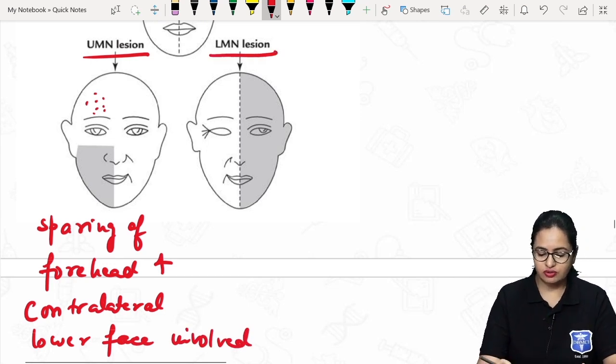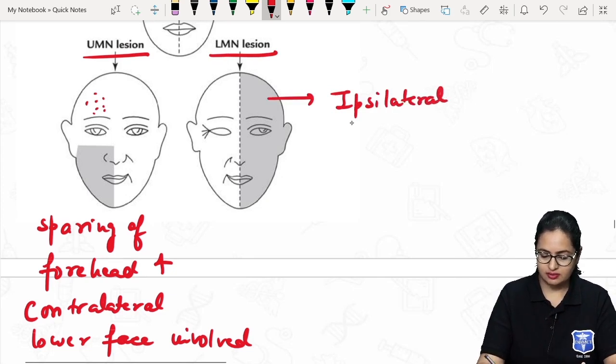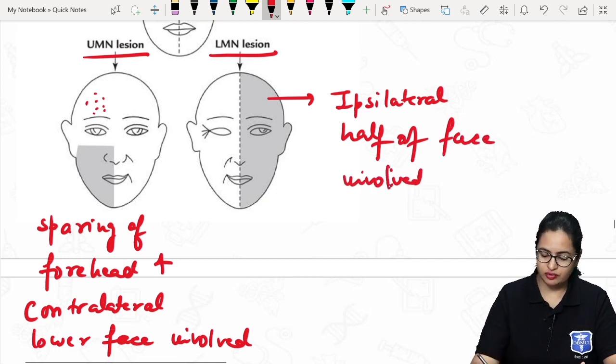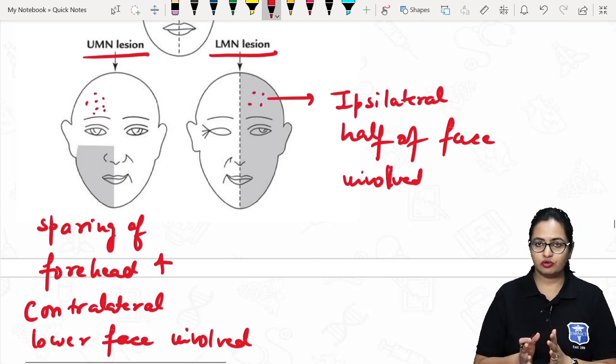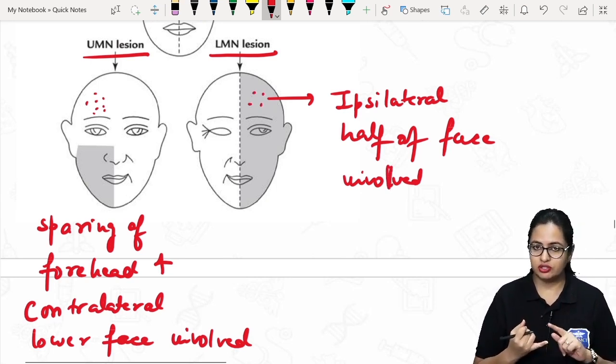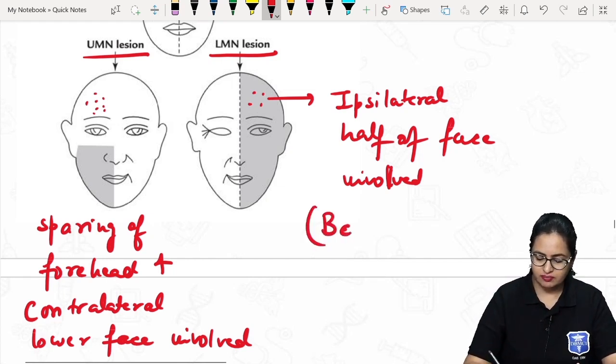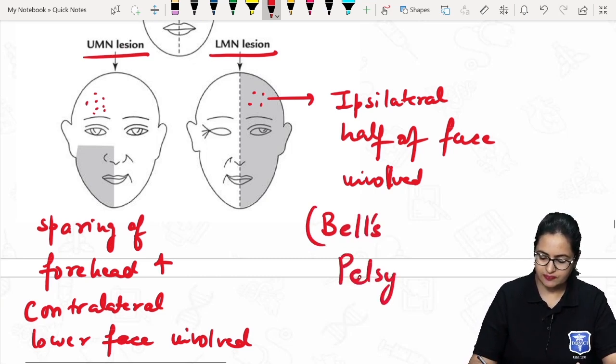Talking about the lower motor neuron lesion, the same side of the face is involved, so ipsilateral half of the face is involved, and it also involves the forehead. You can see the forehead is also involved over here. This is a specific feature of the lower motor neuron lesion. So if we are talking about the nuclear lesion, the same side of the face is involved, the complete half of the face, and we use the term Bell's palsy for this.